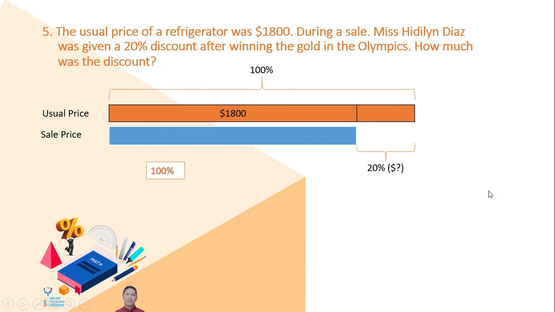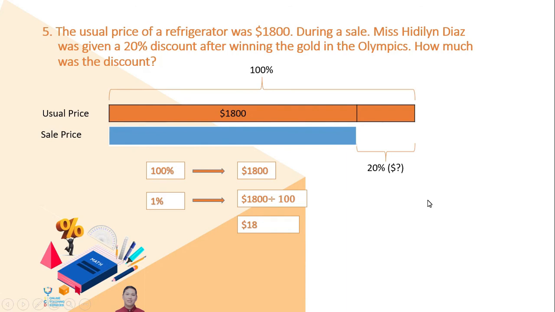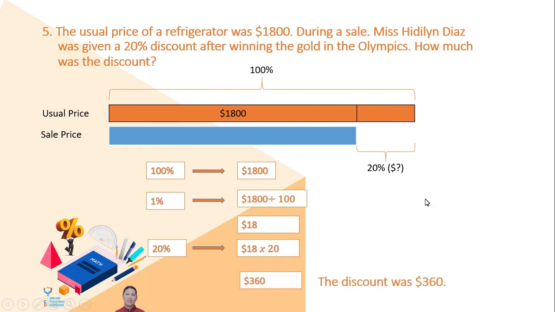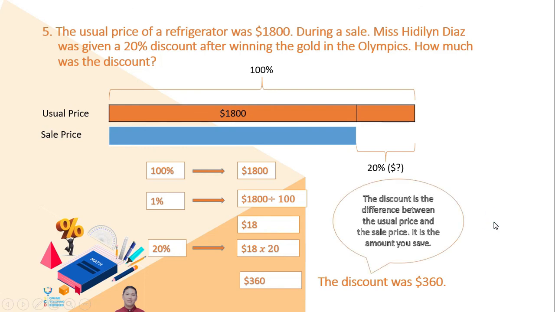If we are going to calculate the 20%, 100% equals $1,800, and 1% is equal to $1,800 divided by 100, and that is $18. So if we calculate 20%, that means $18 times 20, and that is equivalent to $360. So therefore, we can say that the discount was $360. The discount is the difference between the usual price and the selling price. It is the amount that you save.